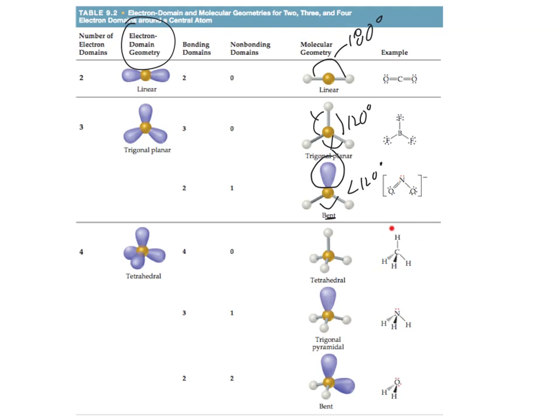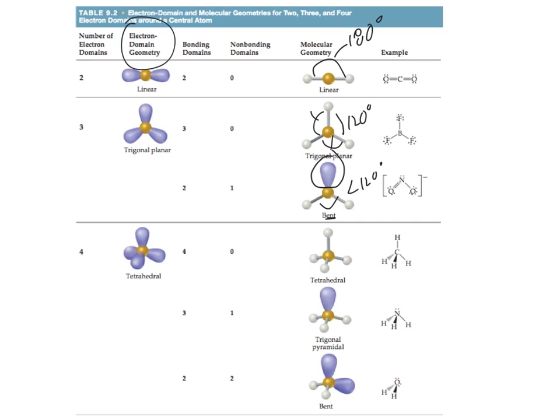If we look at CH4, methane here, we have carbon as our central atom. There's 1, 2, 3, 4 groups around it, so that gives us 4 electron domains. Our electron domain geometry will be tetrahedral. Our number of bonding domains is 4. Our number of non-bonding domains is 0. So the shape that we're going to obtain here is a tetrahedral molecule.